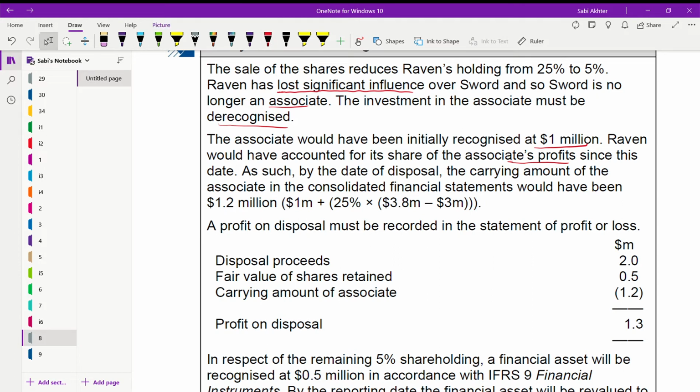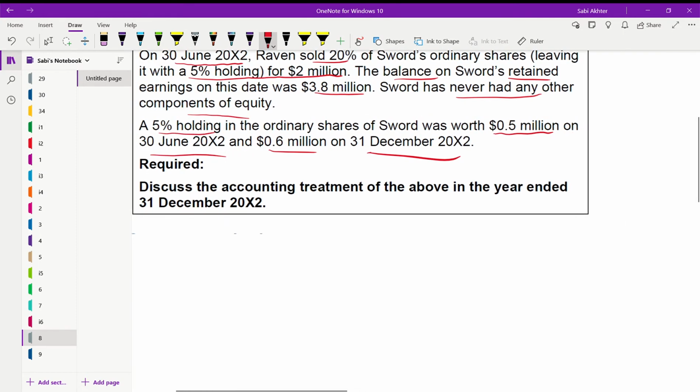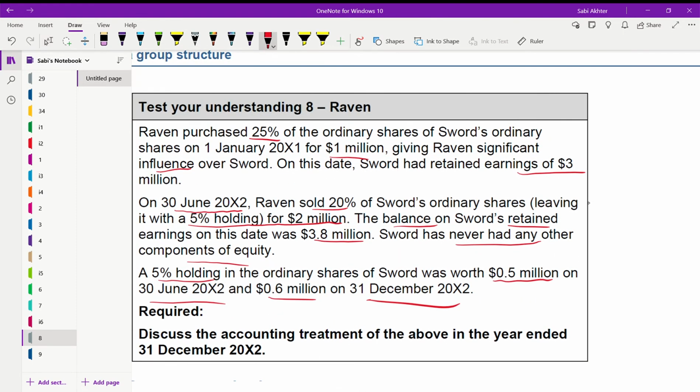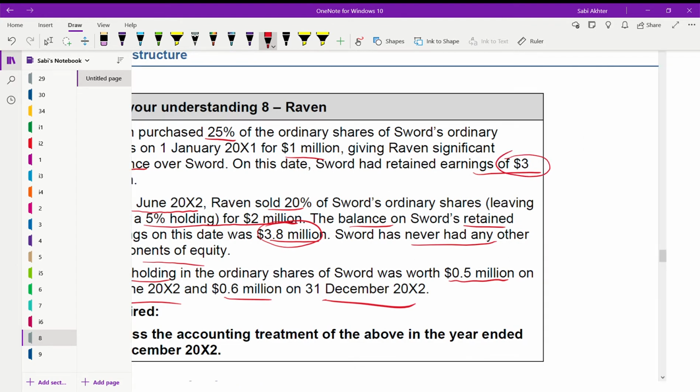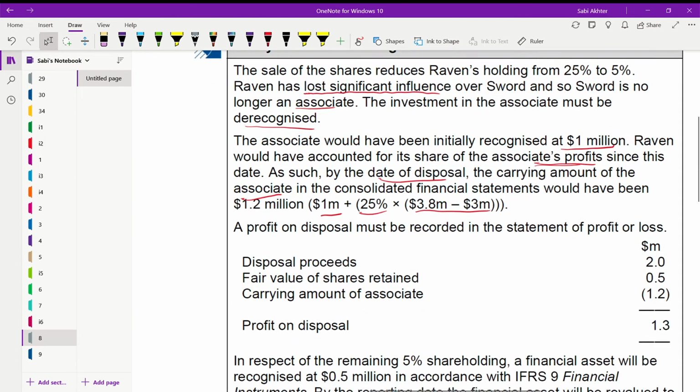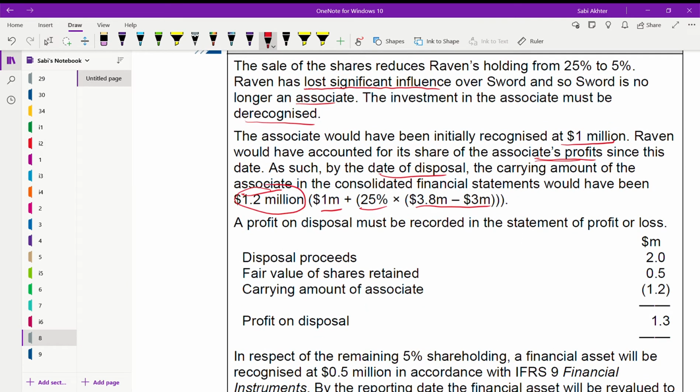At that date he must have accounted for its share of profit. But at the date of disposal, you have to find out the carrying amount of the associate that you have to de-recognize. What is it? That 1 million that you initially recognized, plus the associate's percentage, 25% into 3.8 minus 3. The change in the retained earnings, from 3 million to 3.8, you take the associate's percentage 25% and add it to 1 million, hence 1.2 million. This you have to de-recognize.